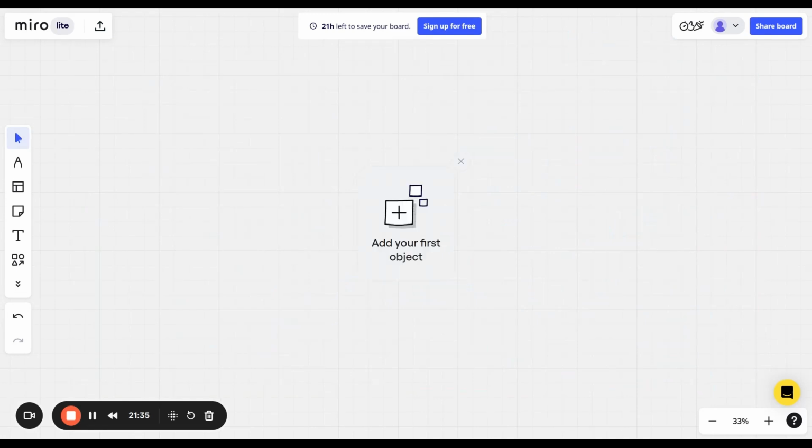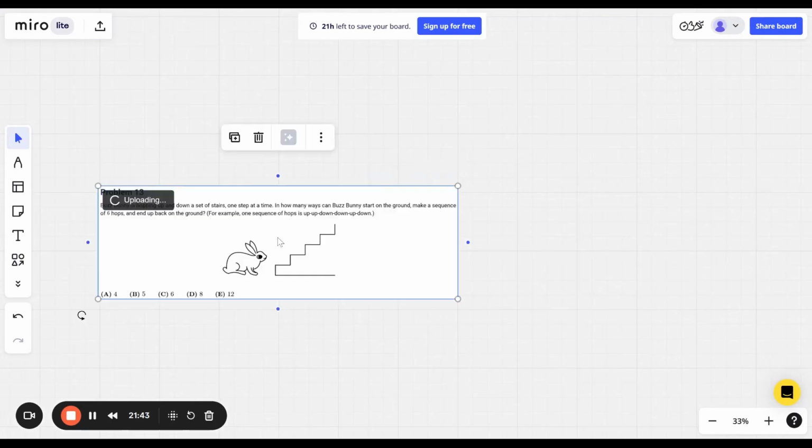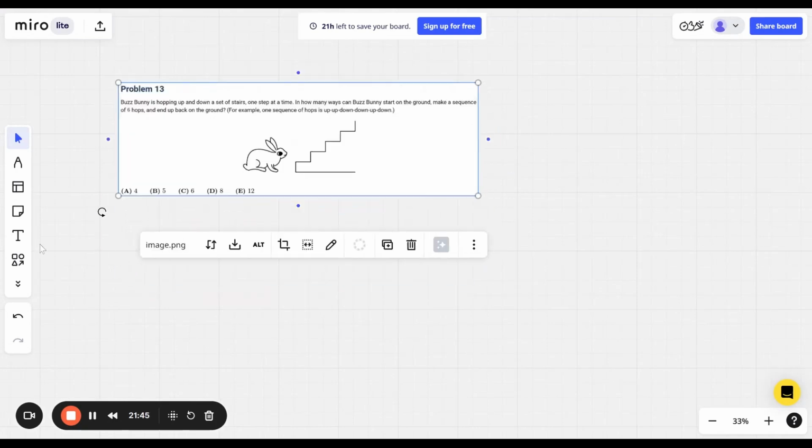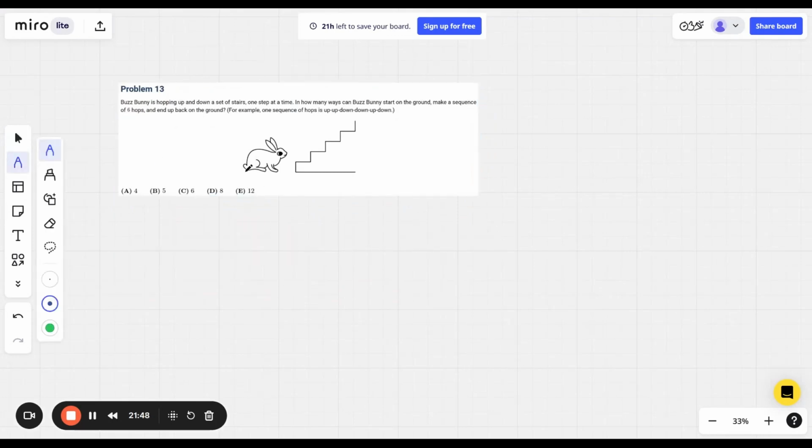Alright, problem 13. Buzz Bunny is hopping up and down the set of stairs, one step at a time. In how many ways can Buzz Bunny start on the ground, make a sequence of 6 hops, and end up back on the ground?